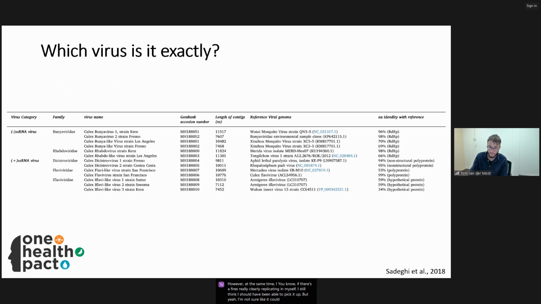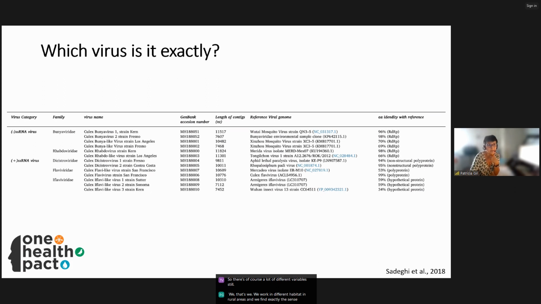It could, of course, be a different pool of mosquitoes in a different country, perhaps at a different site. We're not quite sure how variable the virome is across different habitats. It might depend where you find these mosquitoes. So there are, of course, a lot of different variables still. We work in different habitats, in rural and urban areas, and we find exactly the same. But the problem is to isolate more specifically one than the other.